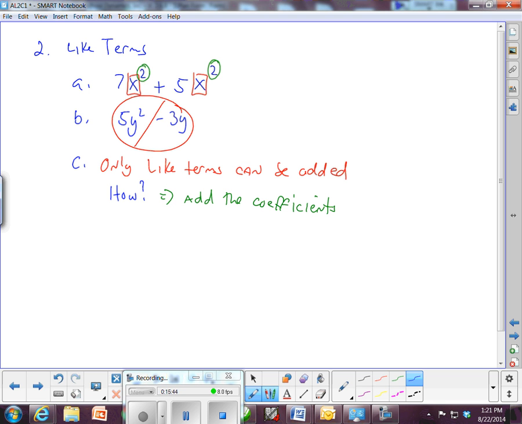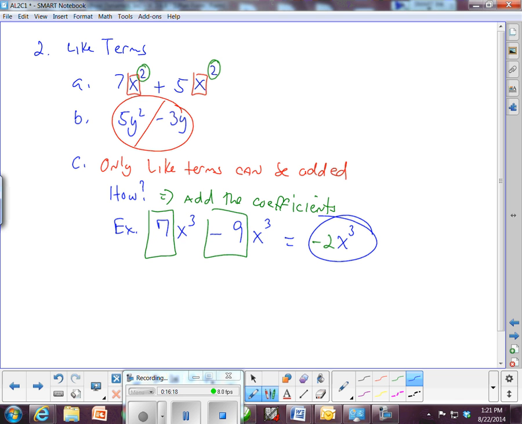Real simplistic example. Let's suppose we had something like this: 7x cubed minus 9x cubed. We do have like terms, the same variable with the same exponents. What's the coefficient of the first term? Positive 7. What's the coefficient of the second term? Negative 9. 7 positives of them and 9 negatives of them leaves you 2 negatives of them, right? And so that's negative 2x cubed. Only like terms can be added.